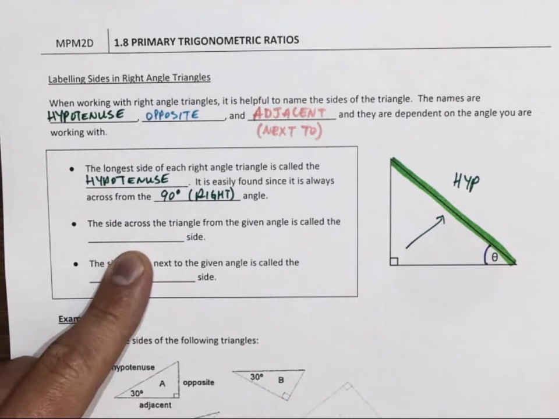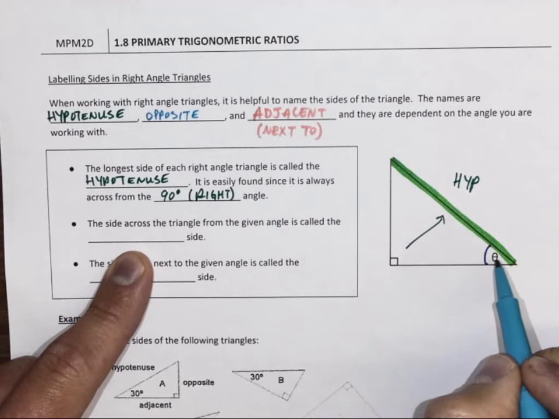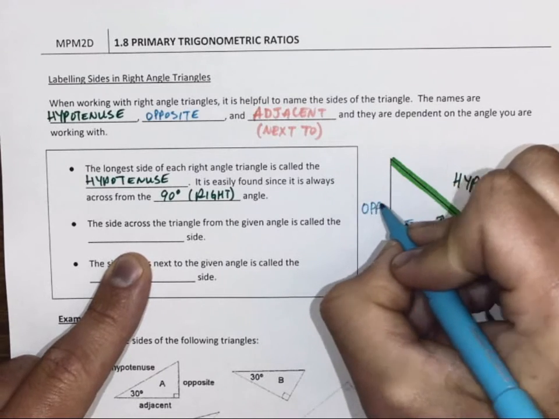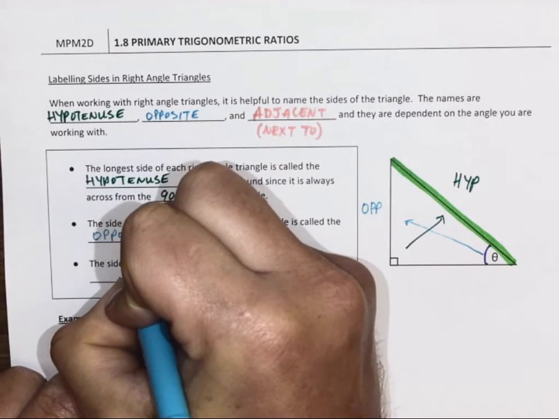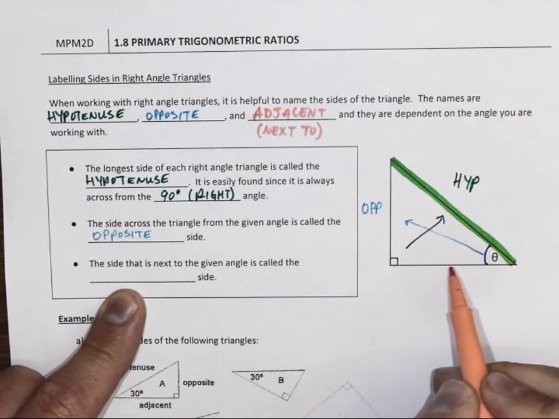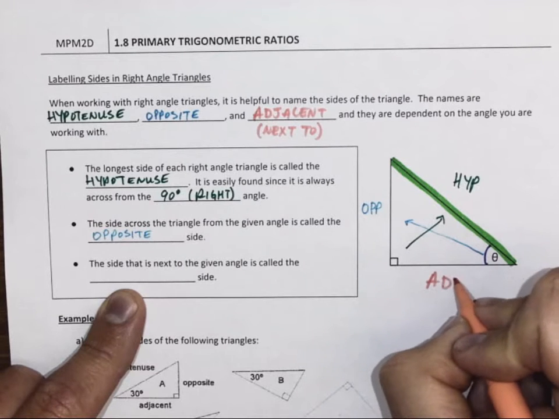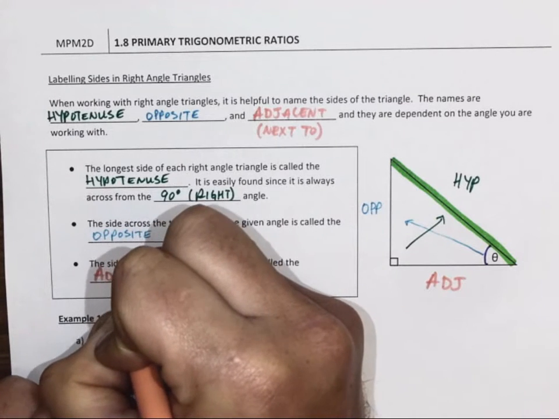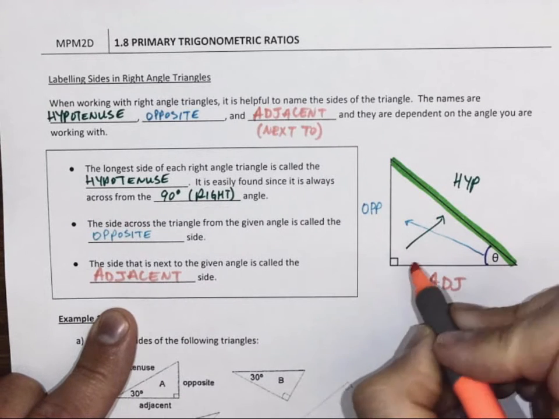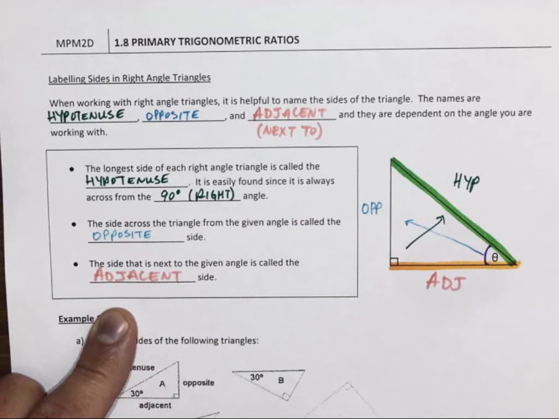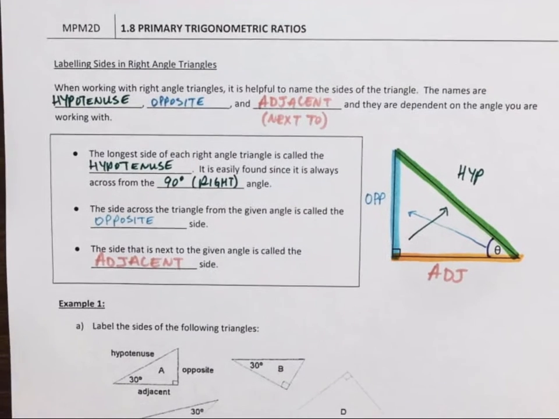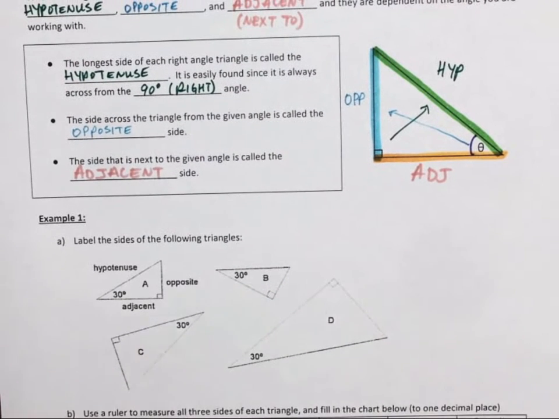The side opposite, on the other side of the triangle from the angle we're looking at, is our opposite side. And then the side that goes from the angle we're looking at to the 90 degrees is our adjacent side. Cool. So we've labeled some triangles. All right, let's use that to label those 4 triangles.